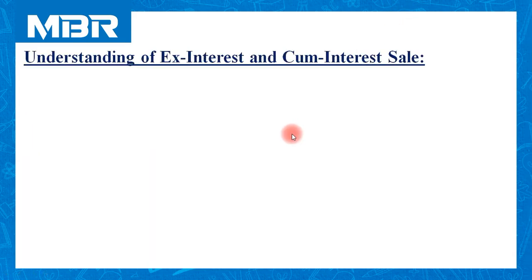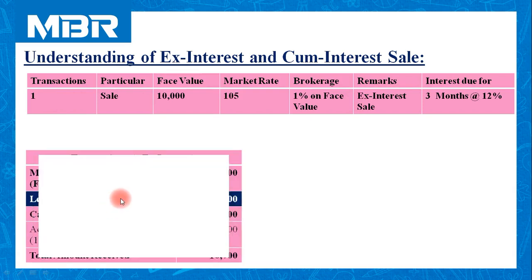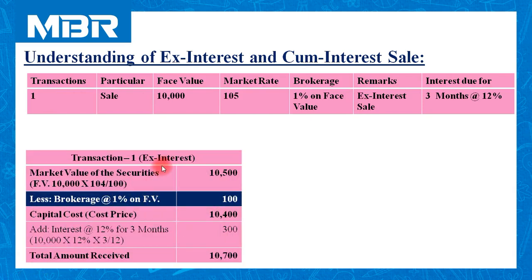Let us have understanding of X interest and cum interest sale. Transaction number 1 is all about sale. Face value is 10,000. Market rate is given 105. Brokerage 1% on face value. And this transaction is X interest sale, not the purchase. So this is all about calculation of X interest sale. Let us calculate X interest transaction first.